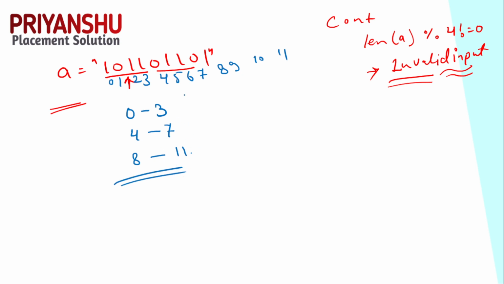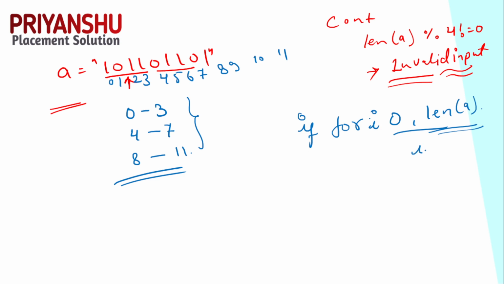Clear? So in this way, guys, we need a string. Just an example, guys, if I take a for loop from 0 to the length of whatever string is given. Next, I will increment i by 4.